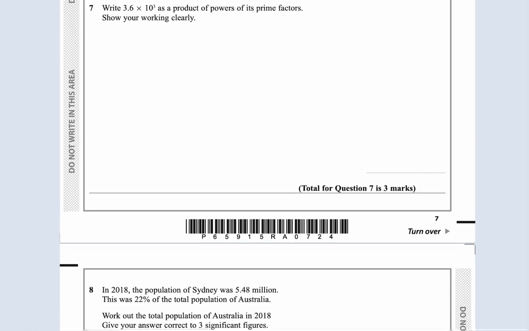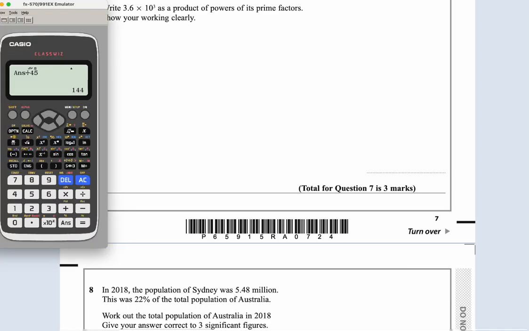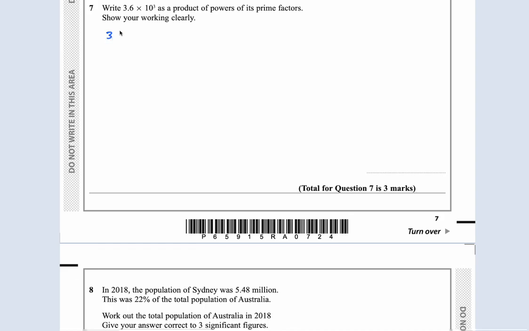Question 7. Write 3.6 times 10 to the 3 as a product of its prime factors, and again show your working clearly. So guys, the 3.6 times 10 to the power of 3. Firstly, on our calculator, 3.6 times 10 to the power of 3 is 3,600. Now hopefully you can do that without a calculator, and we can get the factors by pressing shift and this, and it gives me the prime factors. So 3,600, I'm going to write it here because I have to show my working, guys. But my answer, it's nice to have the answer.